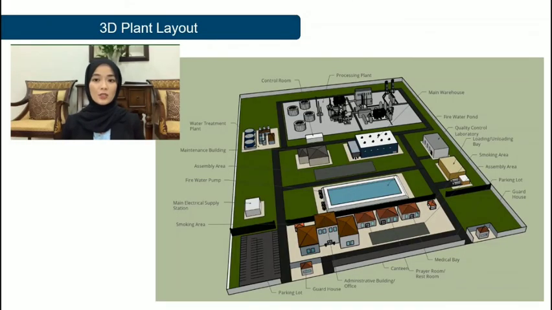So this is our 3D plant layout from the front gate view. And then the front part is the non-processing area, and then at the back is the processing area. I've explained all the details for the plant layout in the previous slides.